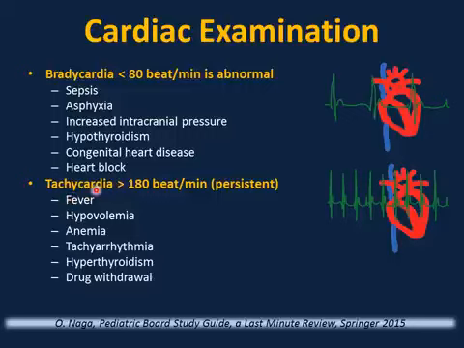Tachycardia is different. If the baby is crying, it is normal for the heart rate to be elevated, or if the nurse is trying to take blood work or a blood culture, or the baby is hungry, this is normal for the heart rate to be elevated. But persistent tachycardia, more than 180 beats per minute, is abnormal. This can be associated with fever, hypovolemia, anemia, tachyarrhythmia, hyperthyroidism, or drug withdrawal.